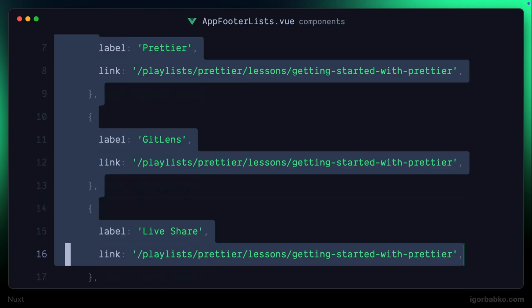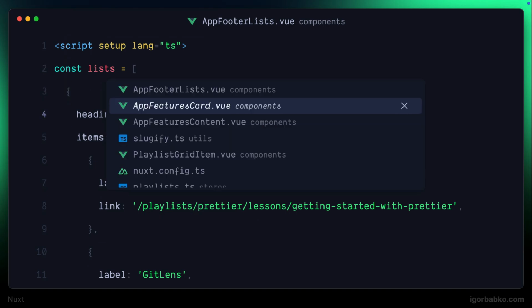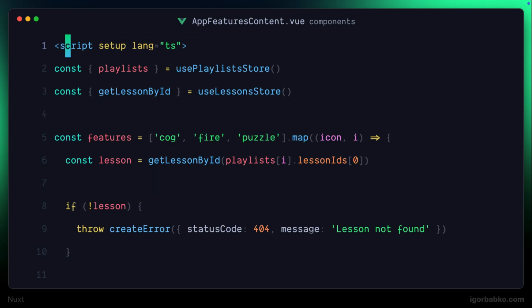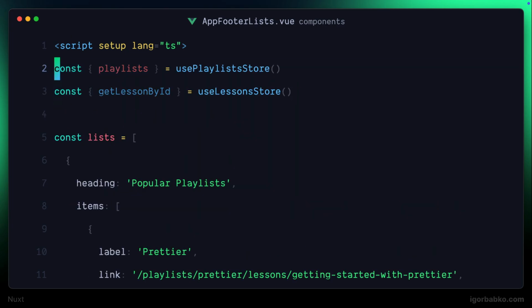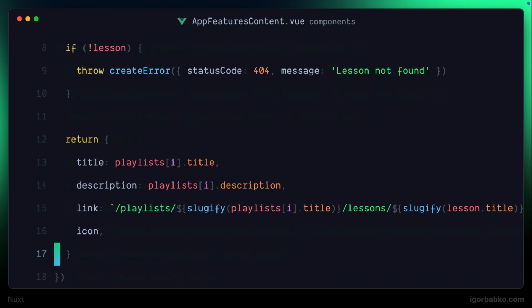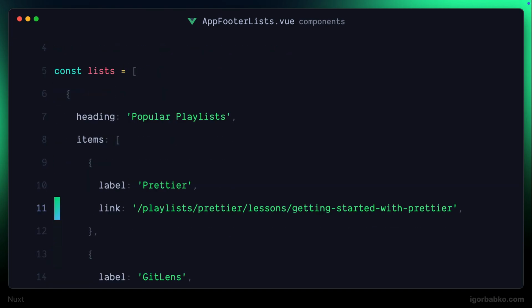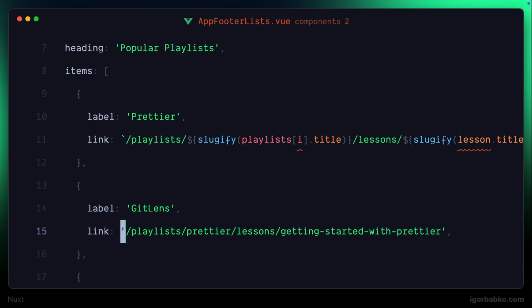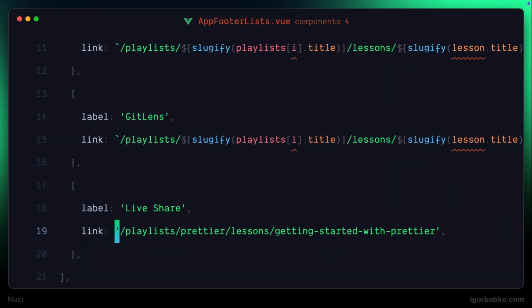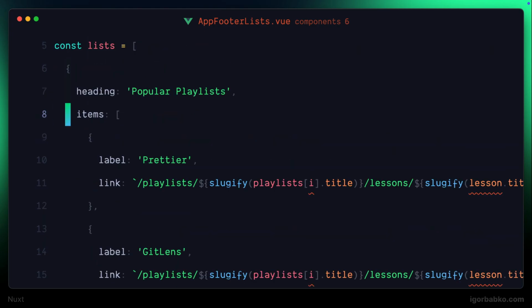So what we'll need for this is an array of playlists as well as the getLessonById function. Each of those things we can grab from another component, app feature content. And based on the first 3 playlists from the store, we can obtain links. I'm going to paste the same expression to get the link into each of these objects right here. And as for the labels, we're going to use the title of the playlist.